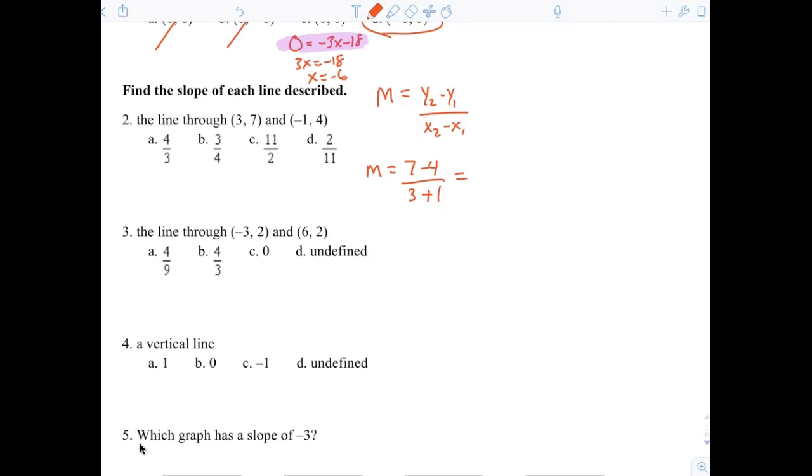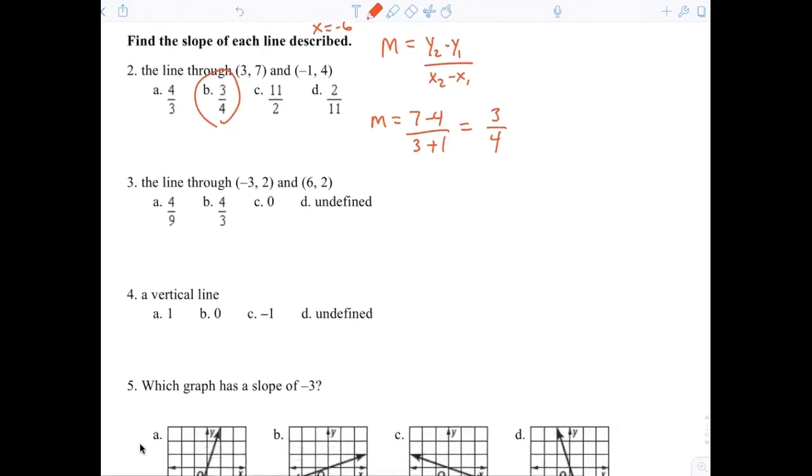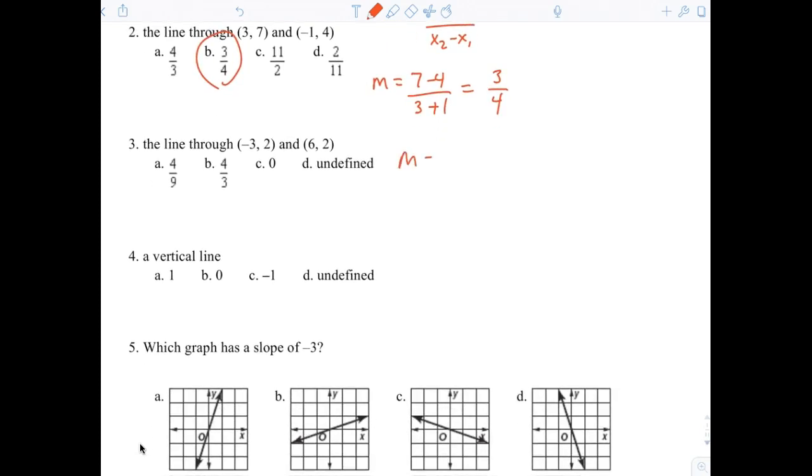So your final answer here is what? 3 over 4. Okay? 3 over 4. All right, next. m equals 2 minus 2, which is automatically what? 0. So remind yourself, if 0 is in the numerator, it's 0. If 0 is in the denominator, it's undefined. So right off the bat, we got a C.